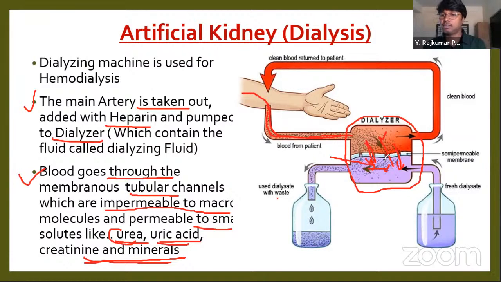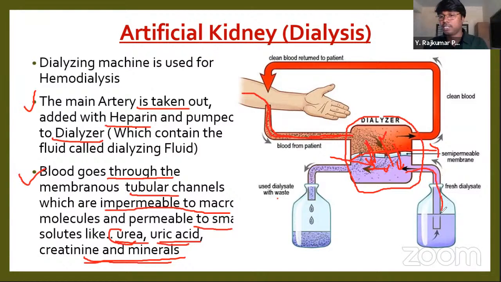So these pores are so minute that they will not allow the macromolecules in the body. Blood cells will not be coming down. Blood cells will not be filtered, but only the waste materials get filtered. There is also a semi-permeable artificial membrane, which helps the transfer of the waste materials.